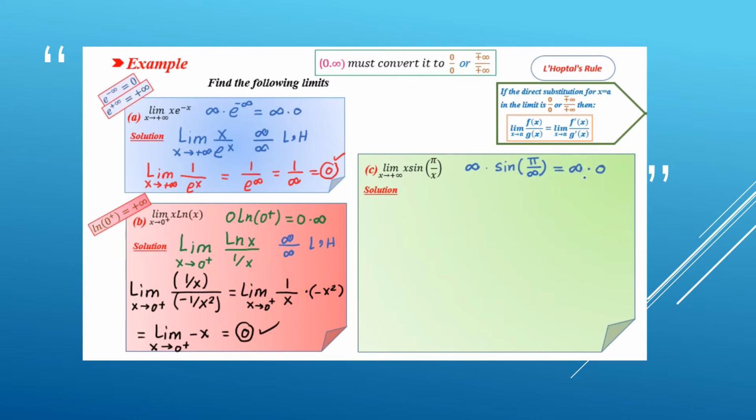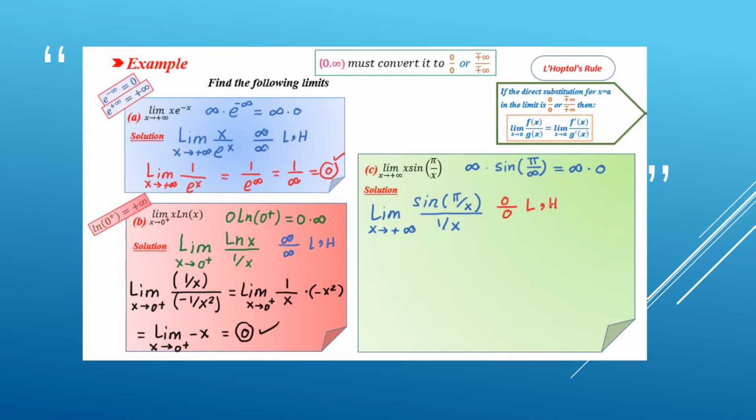We cannot apply L'Hopital's rule directly, so you have to convert the limit as a function divided by a function. So our limit will be the limit of sine of pi over x divided by 1 over x, when x goes to infinity. Now if you replace infinity up and down, you will get pi over infinity, which is 0, and sine of 0 equals 0, divided by 1 over infinity, which is also equal to 0. And this is the form where we can use L'Hopital's rule to find the limit.